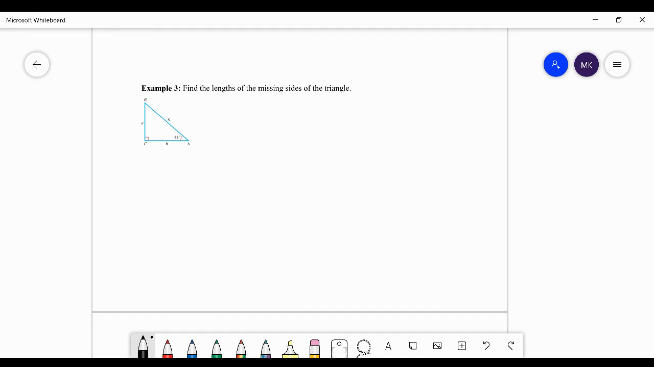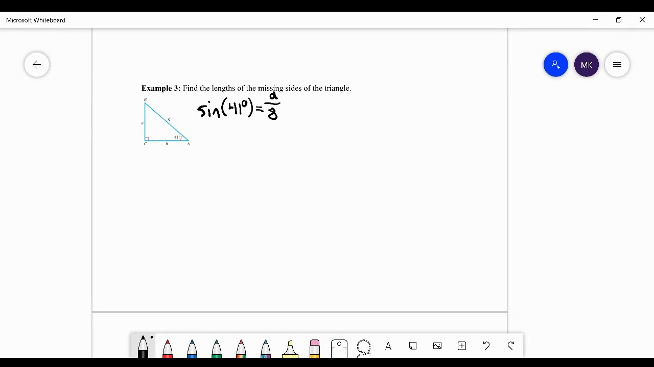So we know that sine of 41 degrees is equal to, sine is opposite over hypotenuse. So opposite is A, that's our missing value, and our hypotenuse is 8.